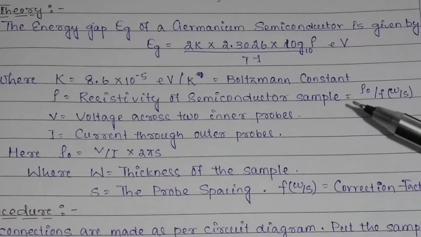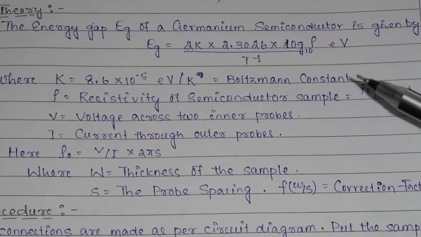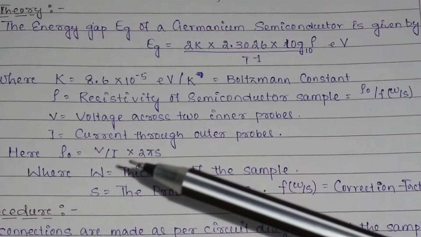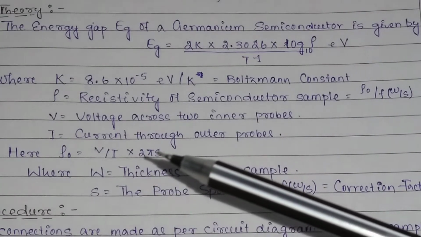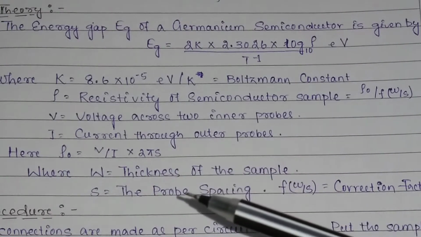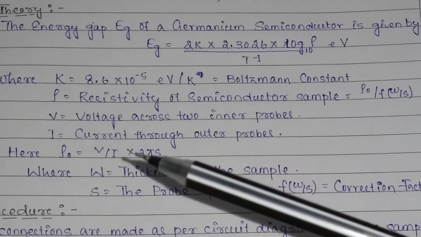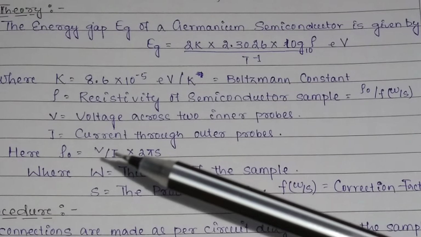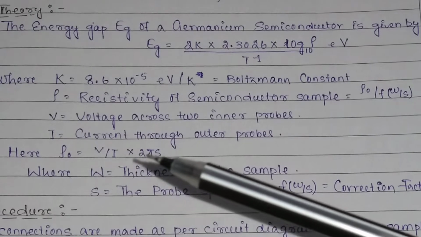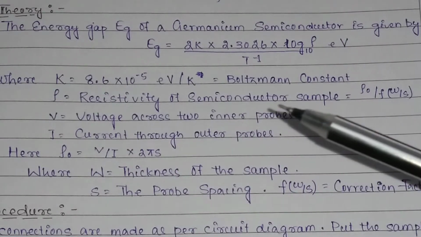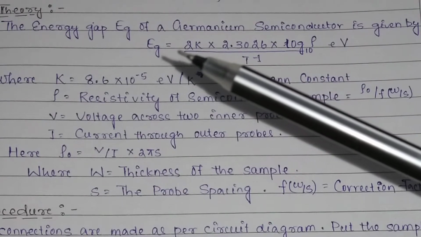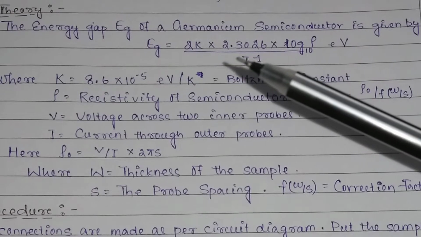In the previous video, we discussed the resistivity in detail. And rho 0 is a factor that is equal to V divided by I into 2 pi S, and S is a constant. We have discussed S, the probe spacing, and V is the voltage applied in the 4-probe experiment, and I is the current. So first we have to determine the resistivity of the semiconducting sample to find the energy gap Eg of the germanium semiconducting sample.